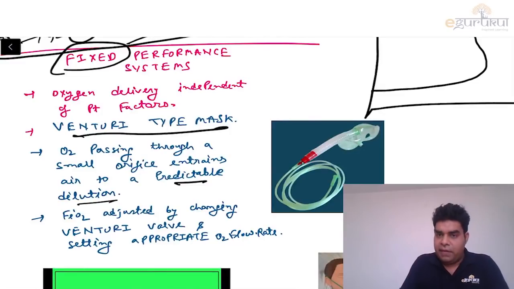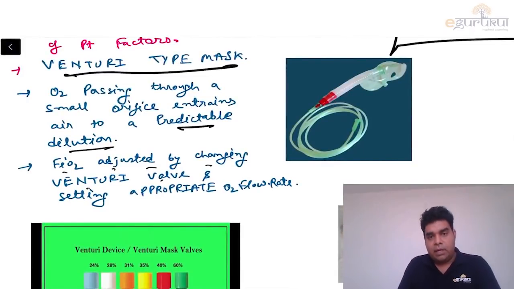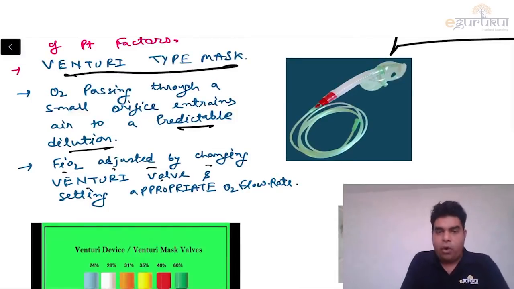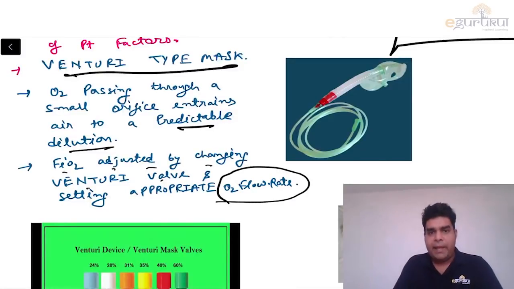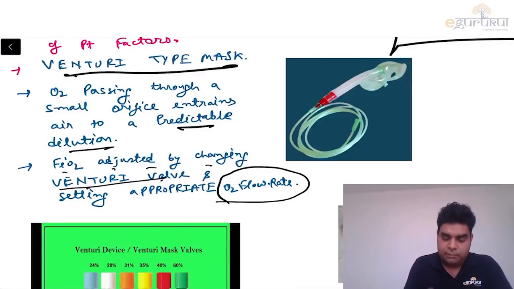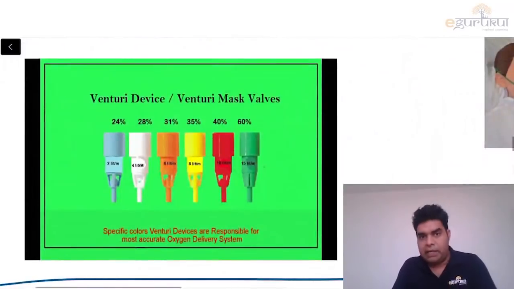So we have a fixed FiO2 through this Venturi type mask. And this FiO2 is adjusted by changing the Venturi valve. We change the Venturi valve according to the FiO2 we need, and we also set the appropriate O2 flow rate through the machine. So we fix the O2 flow rate and we fix the Venturi valve. There are different types of Venturi valve masks available in the market.